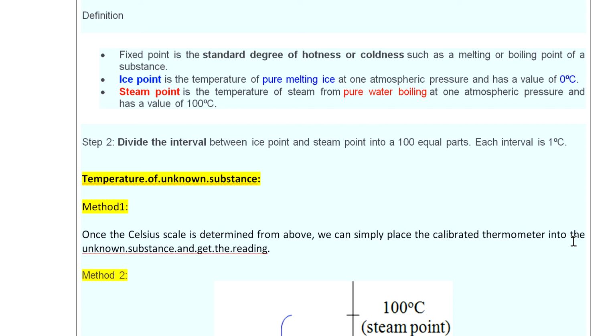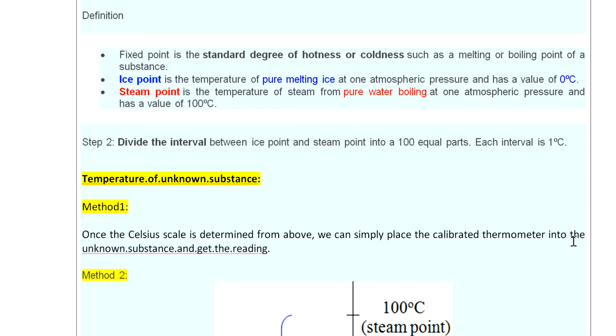So we are done with the first step, that is calibration. In calibration we have found the lower fixed point and upper fixed point. The lower fixed point is called the ice point and is represented by 0 degrees Celsius, L0 and X0, whereas the upper fixed point is represented by 100 degrees Celsius, X100 and L100. Students, these two points are only for water.